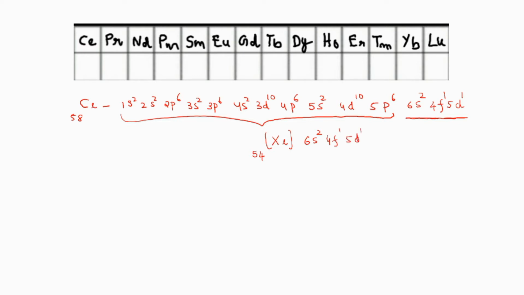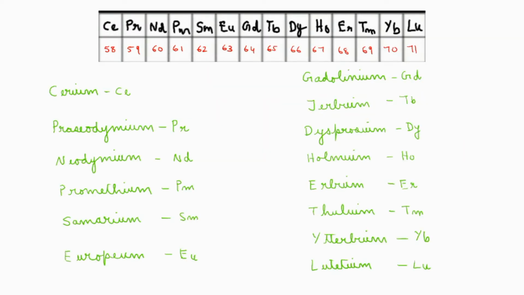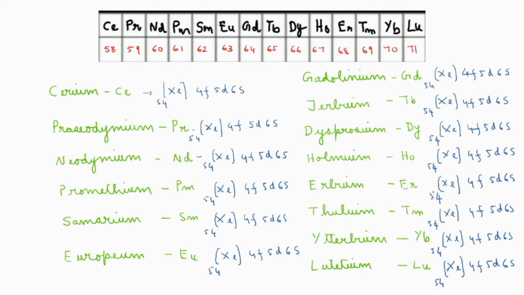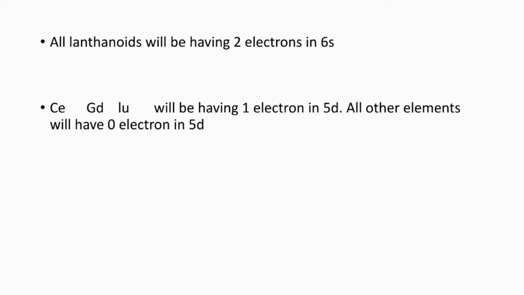So, in order to answer the questions, you will have to memorize how many electrons are present in 6s, 4f and 5d. Now, let's write the electronic configuration of all these elements. In all these elements, 6s will be there, 5d and 4f also will be there. Memorizing the number of electrons present in all these subshells is too difficult. So, there is an easy trick. See this one. Using this, you can write the electronic configuration of all these elements. All lanthanoids will have 2 electrons in the s subshell.